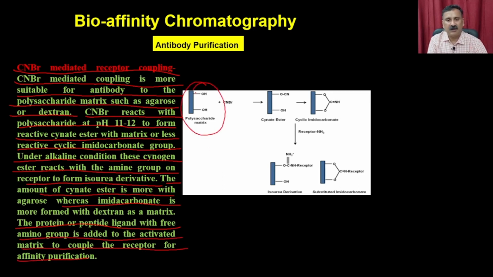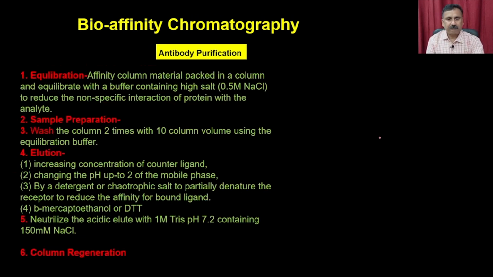So this is what you have. You have a polysaccharide matrix. When it reacts with CNBr, it forms the cyanate esters as well as the cyclic imidocarbonate, and that reacts with the receptor to give you the isourea derivatives, and the receptor gets coupled onto the matrix. This coupled matrix can be used for the purification of the antibody, or even for the purification of the antigen as well.